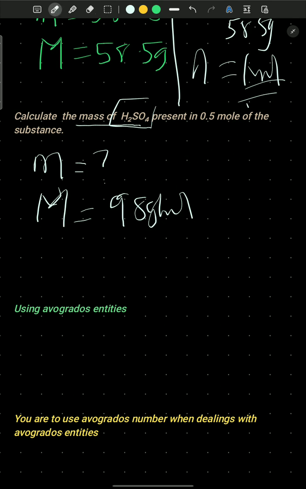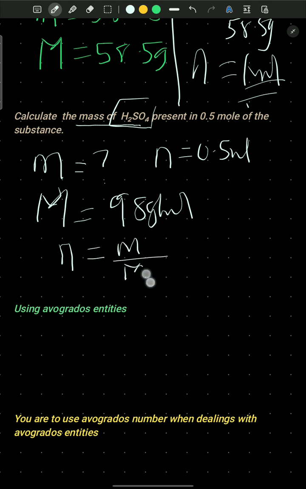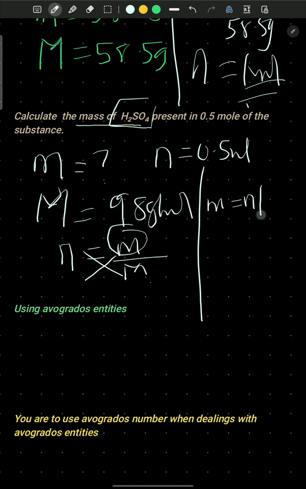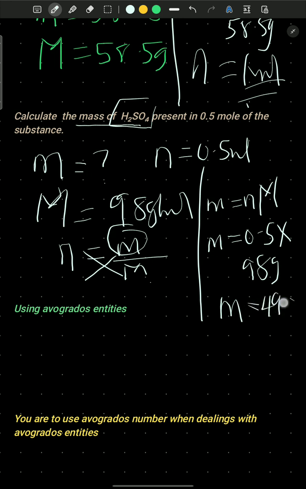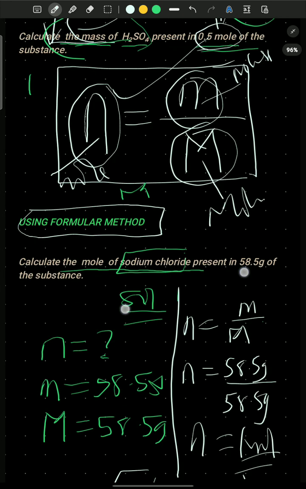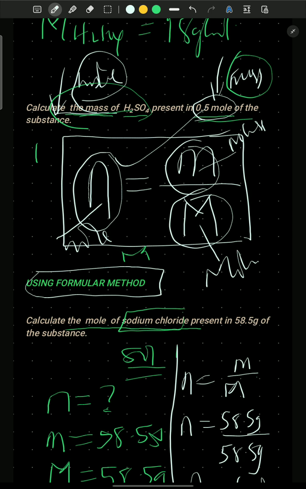From there we continue. We are given the mole from the question. The mole is 0.5 mole. Then from here we have small n equal to small m all over capital M. We are looking for small m, so let's make small m the subject of the formula. We cross multiply. Then small m is equal to small n times capital M. What is the mole? The mole is 0.5 times, what is the capital M? That is 98 gram. So at the end of the day, small m is equal to 49 gram. And if you remember, we got 49 gram as well in the first method.